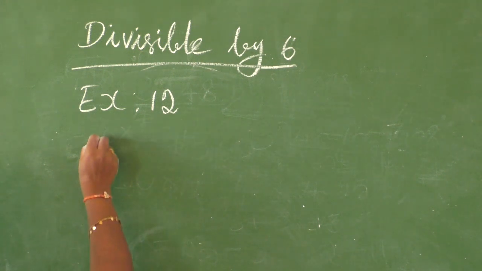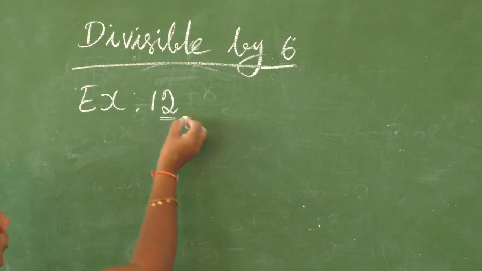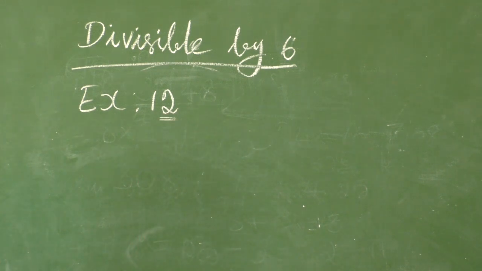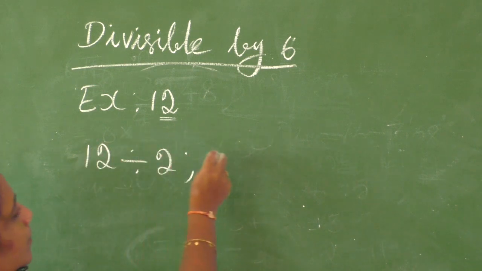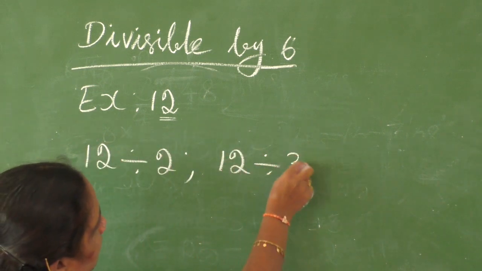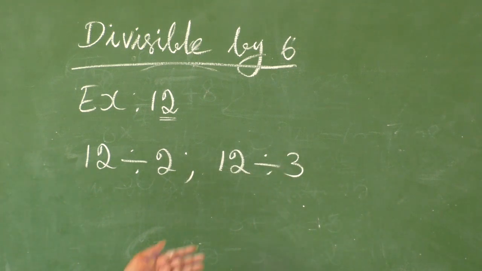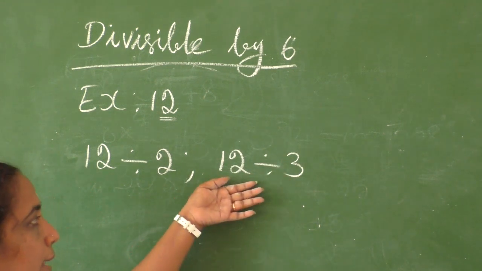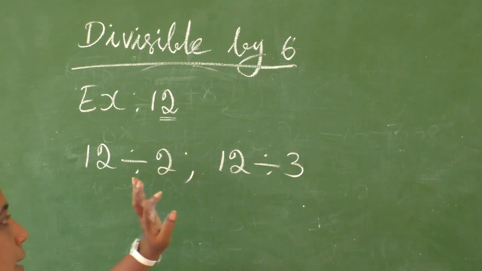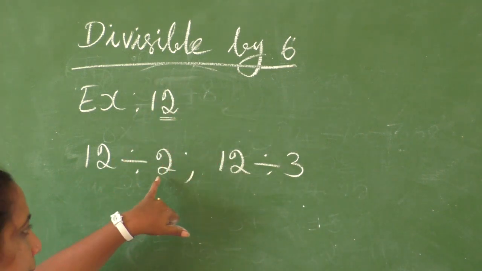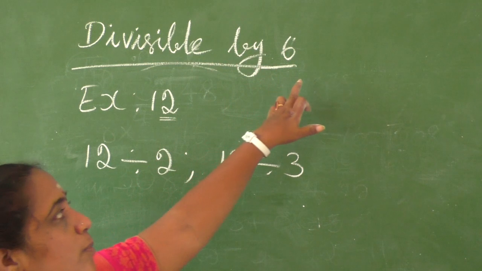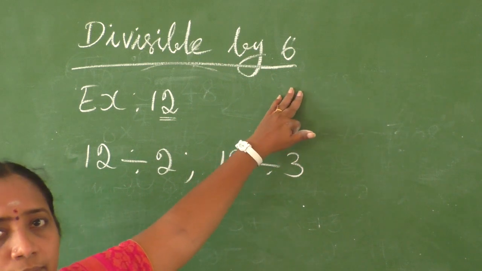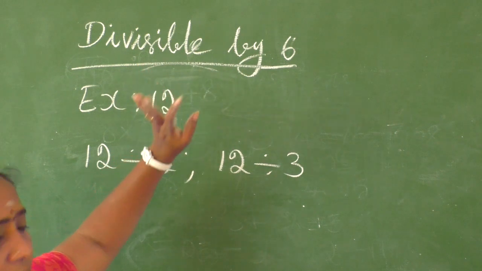Okay, first I am going to check divisibility by 2. What is the rule for 2? If the ones place has an even number, then this number will definitely be divisible by 2. Then divisible by 3. 12 is also divisible by 3. So this 12 is divisible by 2 and 3 both, so definitely this number will be divisible by 6 also. So that is the rule for 6.